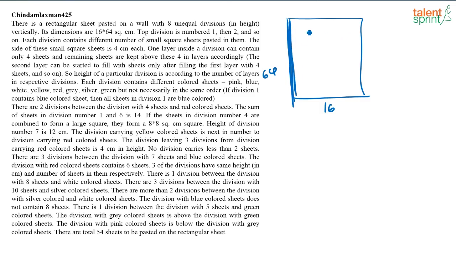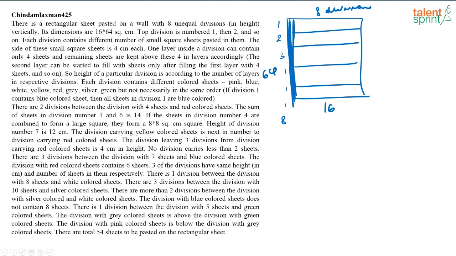Now what we are doing is, this dimension is divided into 8 unequal divisions, like this. We are dividing like this into 8 divisions. 8 divisions are made. That's what it is saying. The top division is numbered 1, 2 and so on. So might be this is division number 1, division number 2, 3, like that till 8. You have 8 divisions.